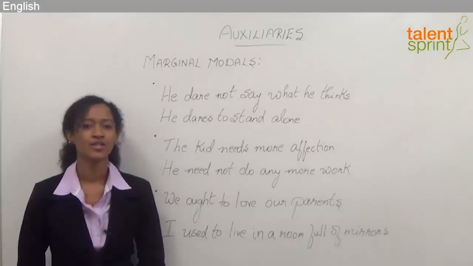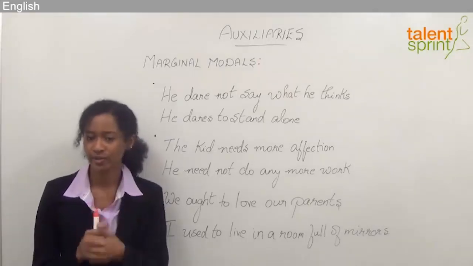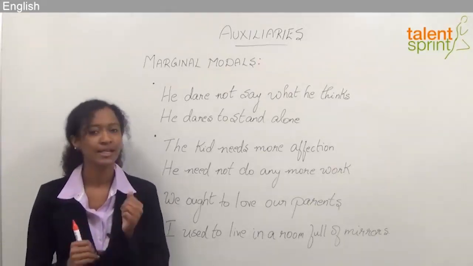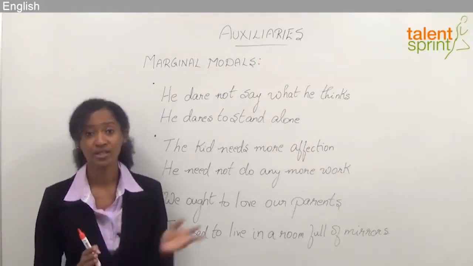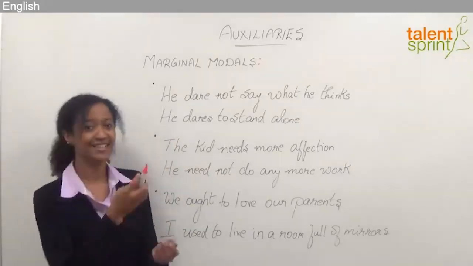So we're in the last segment of our auxiliaries, which is the marginal modals. We looked at the primary auxiliaries: be, do, have. We looked at our nine modals: can, could, may, might, must, shall, should, will, and would. And here we are with the marginal modals. What are our marginal modals?